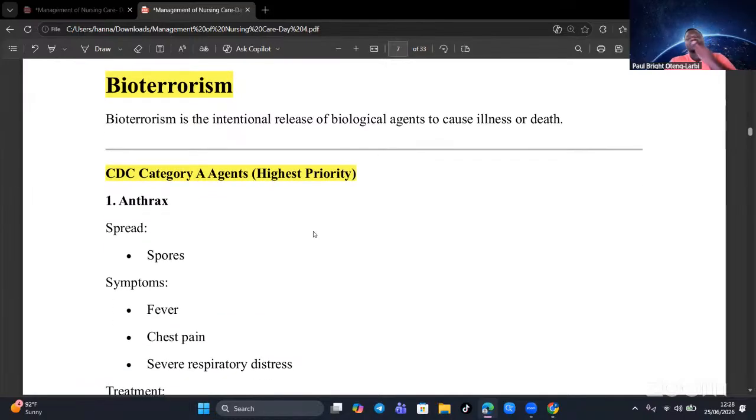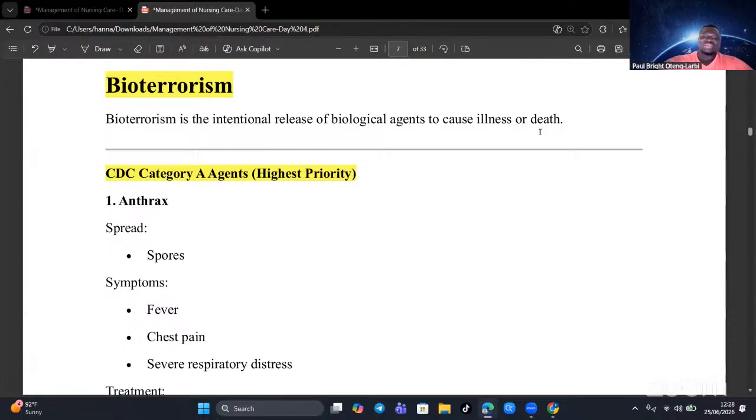Then we have what we call bioterrorism. This is also a human disaster. It is an intentional release of biological agents to cause illness or kill human beings. Some people do it. People can release chemicals into the air, let people breathe and get disease. So whilst they are getting diseases, we will bring a solution to solve it and we get money.